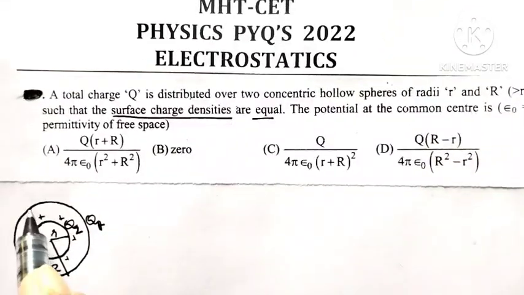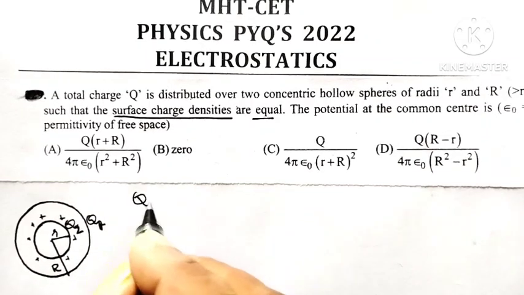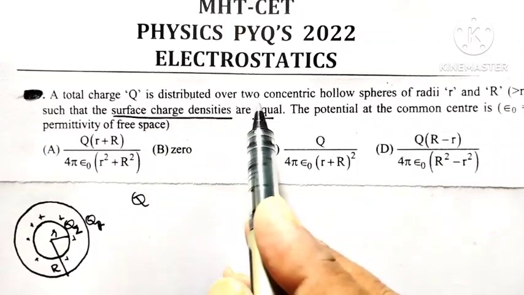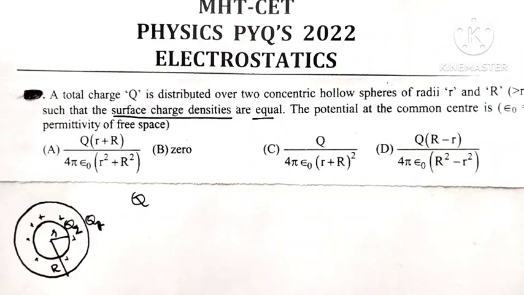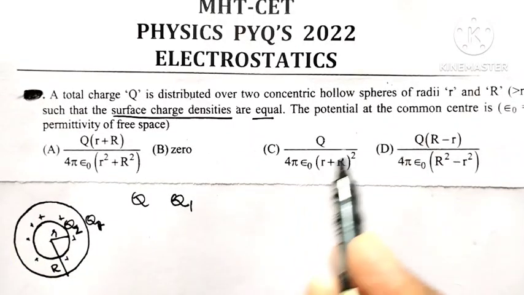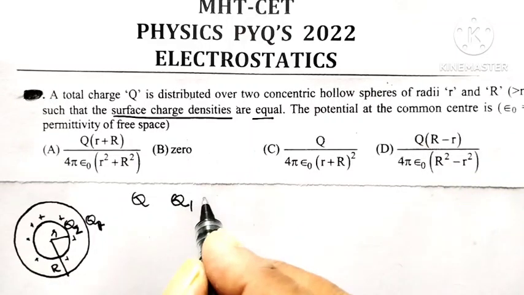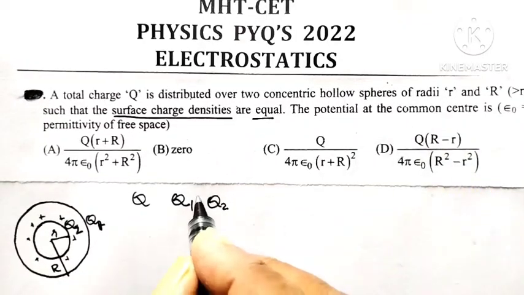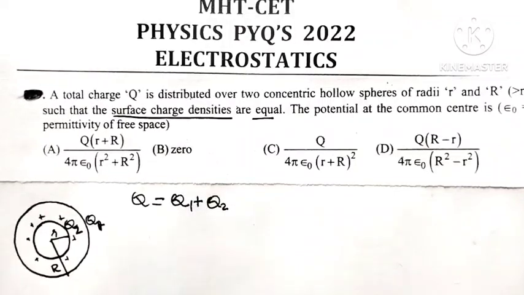So here we have two concentric hollow spheres, one of radius capital R and the other of radius small r, and let Q be the total charge distributed over the two spheres. If Q1 is the charge on the outer hollow sphere of greater radius capital R, and Q2 is the charge on the inner hollow sphere of small radius r, then Q must be equal to Q1 plus Q2.